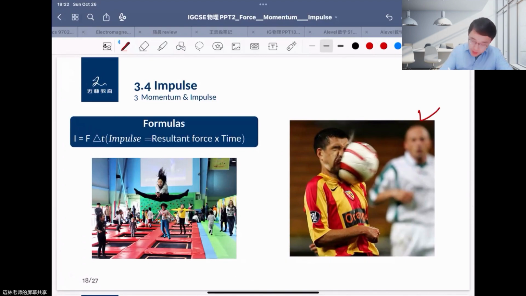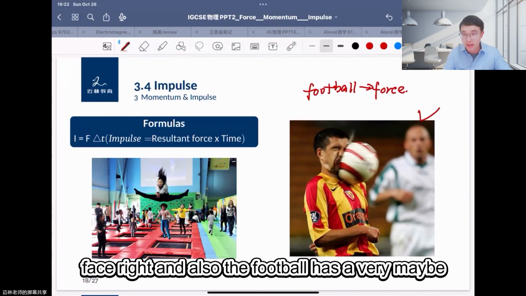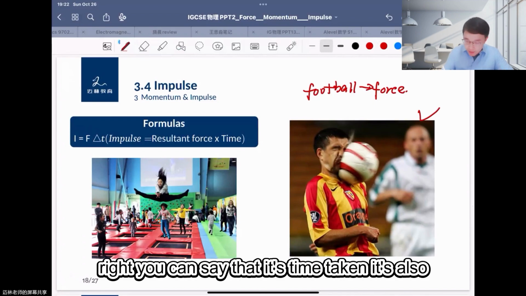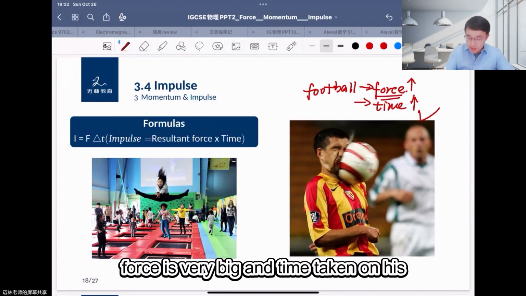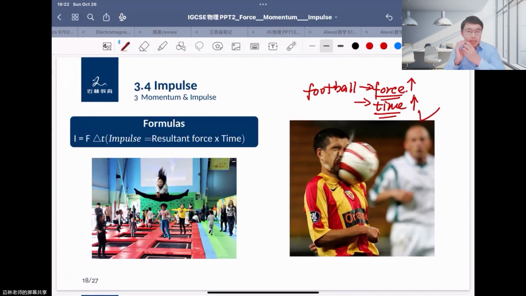Because of that, the football has a very strong force on his head, right? On his face, right? And also, the football maybe stayed on his face for a very long time, right? We can say that its time taken is also very high. So here, force is very big, and time taken on his face is also very big. It makes his face injured.